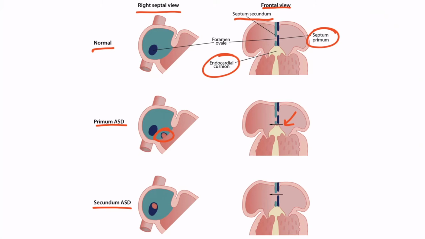However, if the growth of the septum secundum is arrested, then there's a large defect towards the top of the atria, which you can see right here. And this is known as a secundum atrial septal defect. As you can see, this looks very similar to a patent foramen ovale, or PFO.